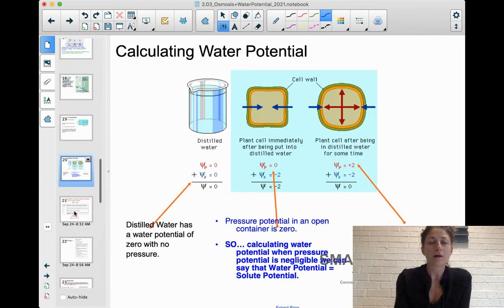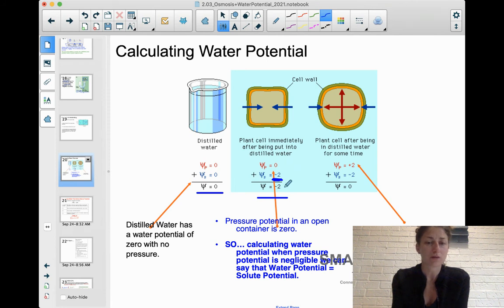Calculating water potential. So how do we get these numbers? Each one of these represent a different water potential. So this is distilled water in an open container. Guess what? It has a 0 water potential. Here, it shows us a plant cell immediately after being put into distilled water. Well, the inside of the plant has some solute, so it has a -2 solute potential, and no pressure. So we're going to have a -2 water potential, right? Which means that water is going to come from outside the cell and go in.